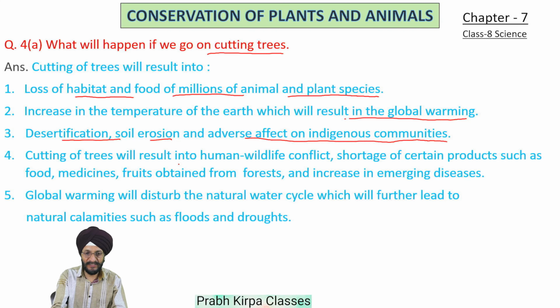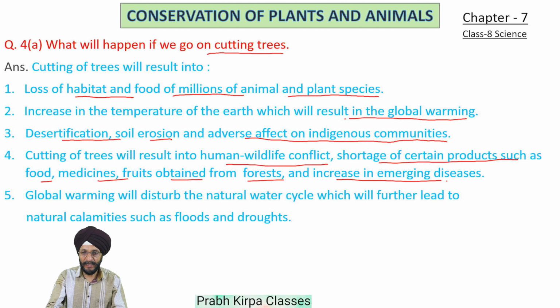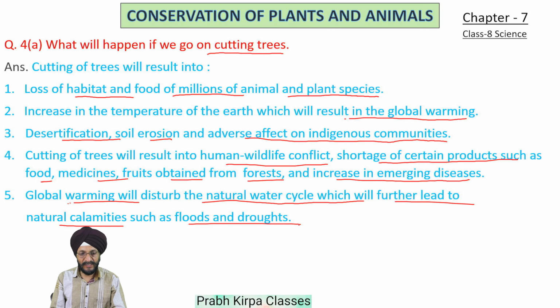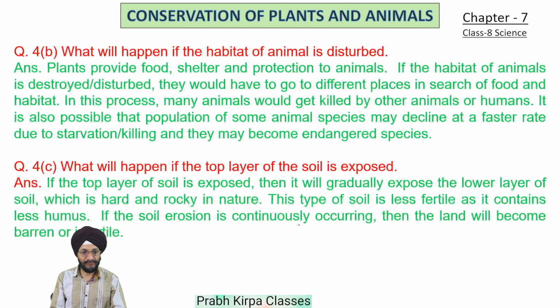Cutting of trees will result in human-wildlife conflict, shortage of certain products such as food, medicines, and fruits obtained from forests, and an increase in emerging diseases. Global warming will disturb the natural water cycle, which will further lead to natural calamities such as floods and droughts.